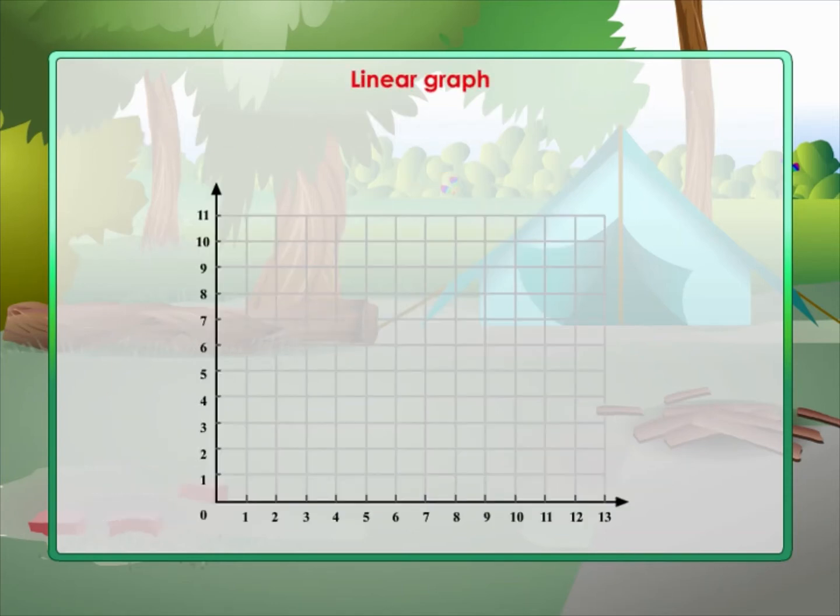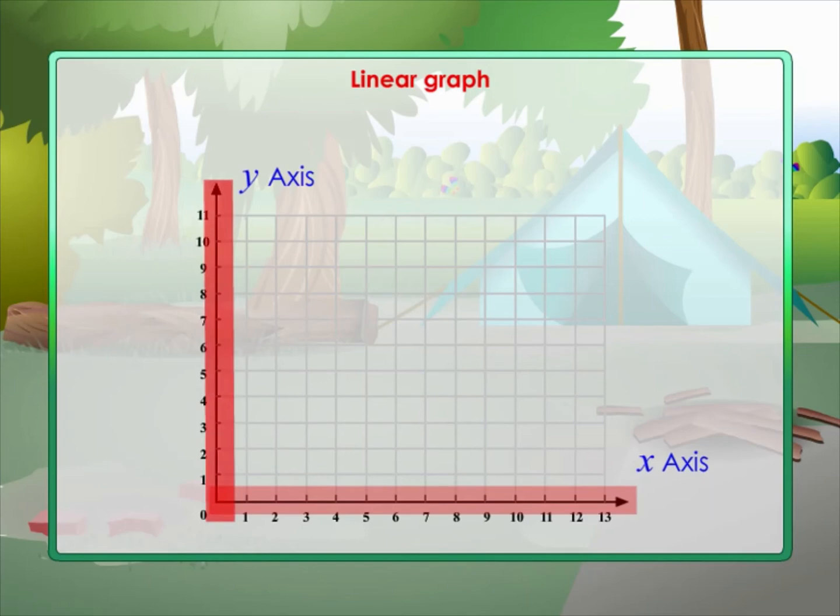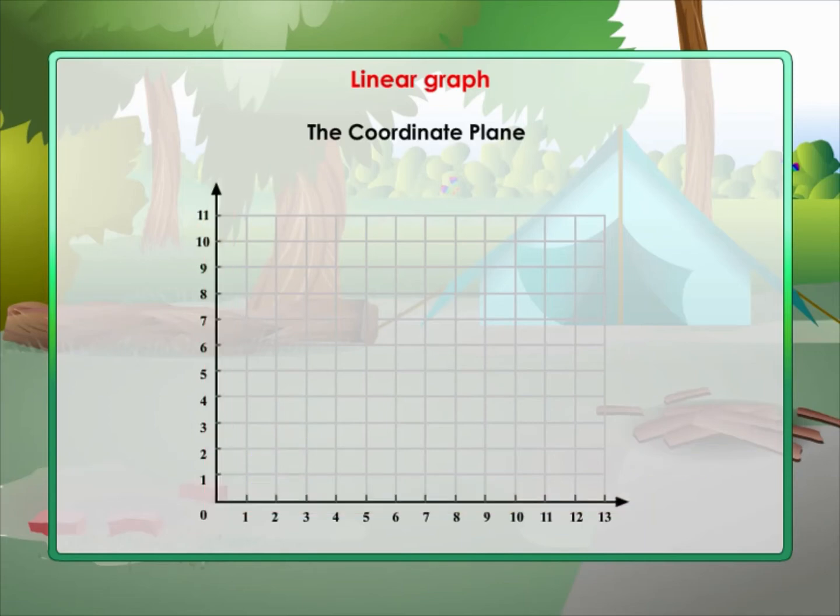Linear graph. Consider the coordinate plane. The horizontal number line is called the x-axis and the vertical number line is called the y-axis. Where these two number lines meet is called the origin and it has the ordered pair 0, 0. Here let us plot the point 5, 3.